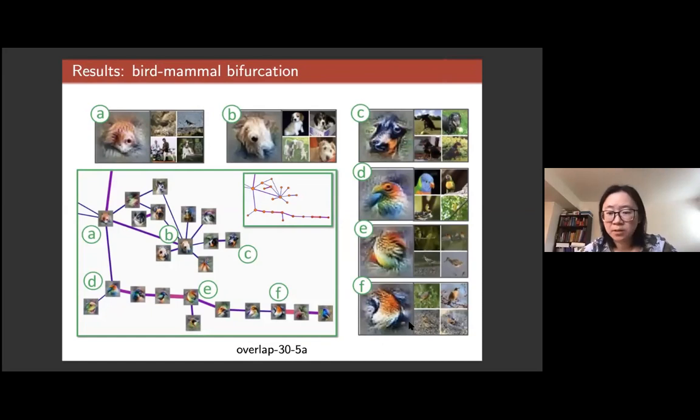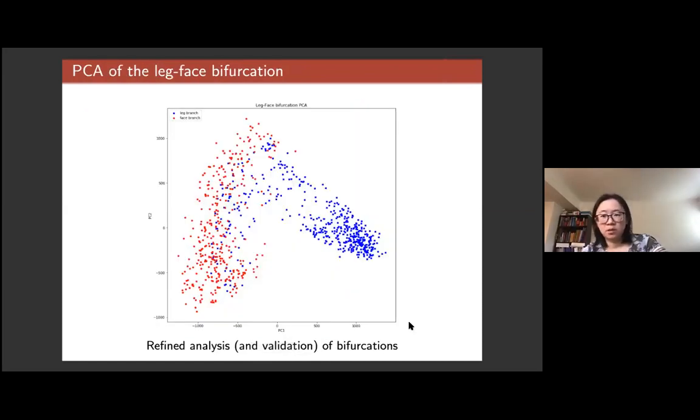Hey, could I interrupt really quick? Yes. So Tamal Day asks, what was the function and cover used for the mapper construction? L2 norm.